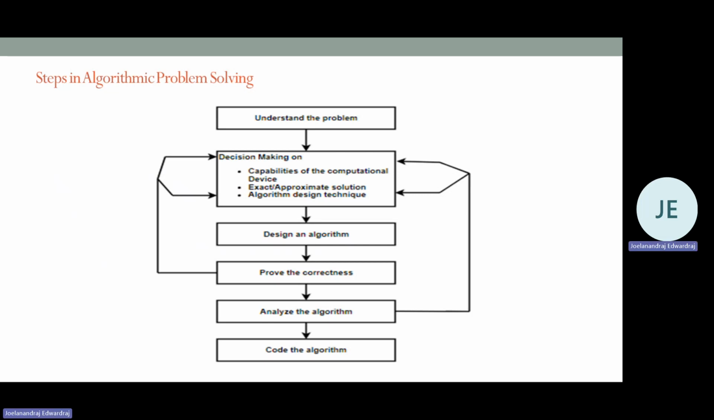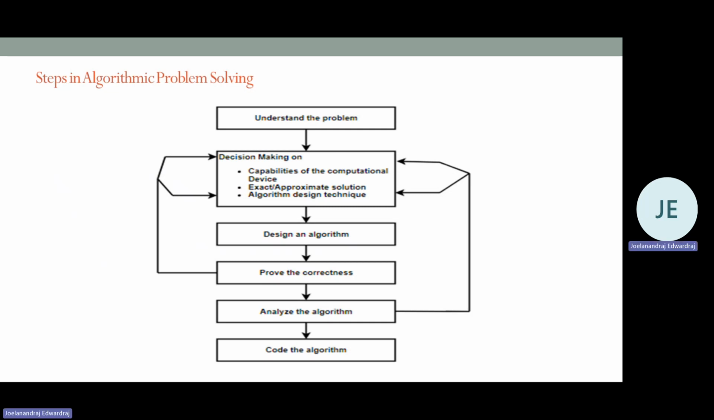You have to decide on the computational device, exact or approximate solution, what kind of solution you need, and the corresponding algorithm design technique. And then you have to design an algorithm. And then you have to prove the algorithm's correctness. So designing an algorithm is fine, but your algorithm ultimately has to work, right? So you have to prove the correctness of the algorithm.